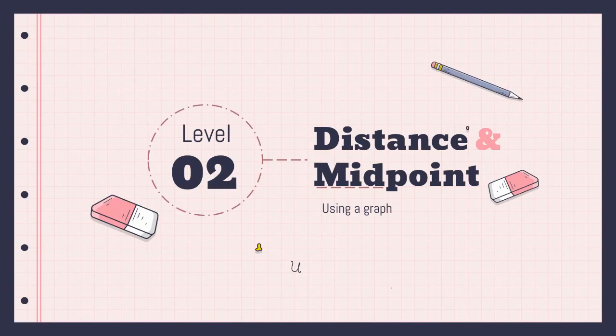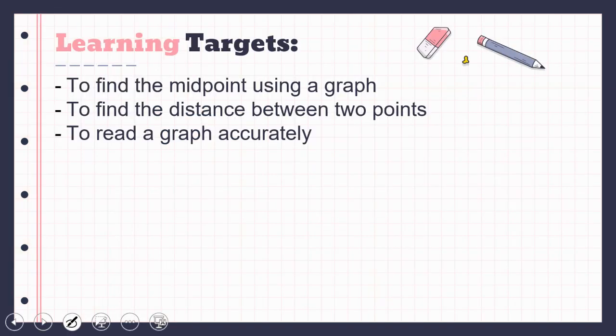So today we're going to be talking about level 2. This is sort of an expansion on what we were doing yesterday in level 1. You're going to be working today with distance and midpoint, and we're going to be doing this mostly using a graph. I'm also going to give you a formula for midpoint that you can use whether you have a graph or not. It makes it a little bit more precise.